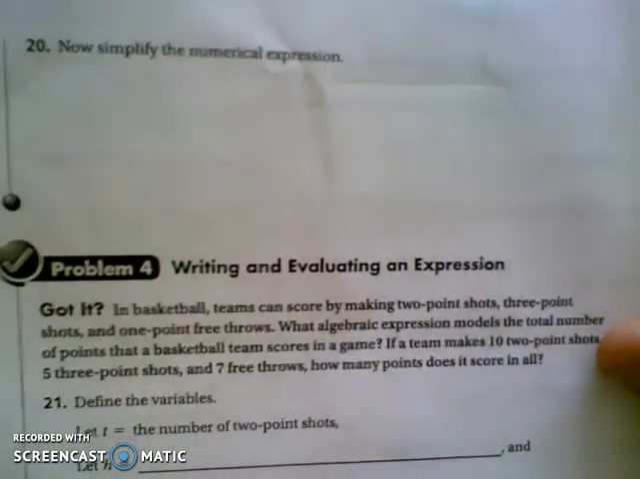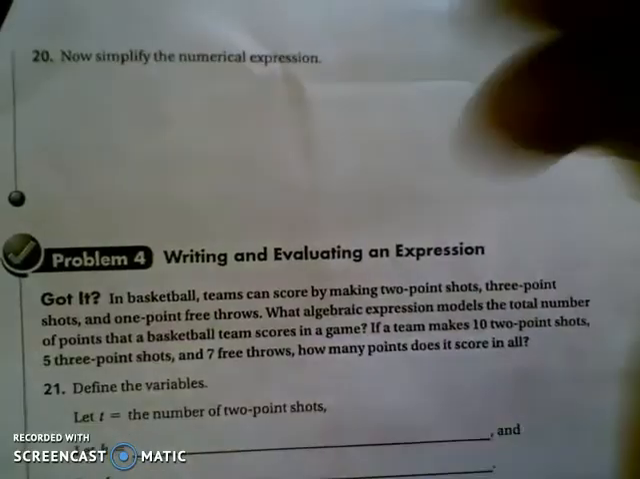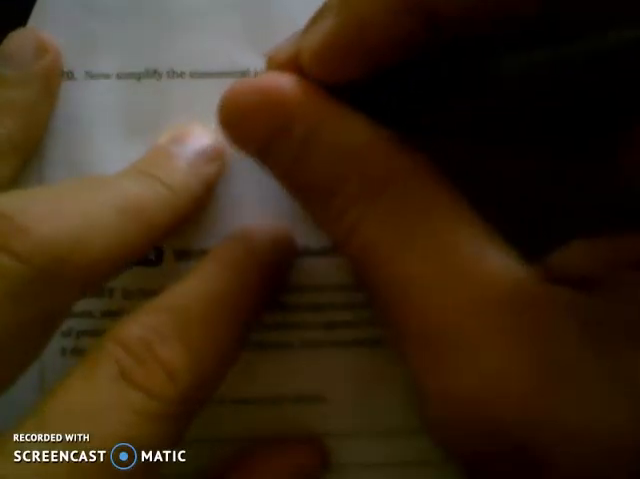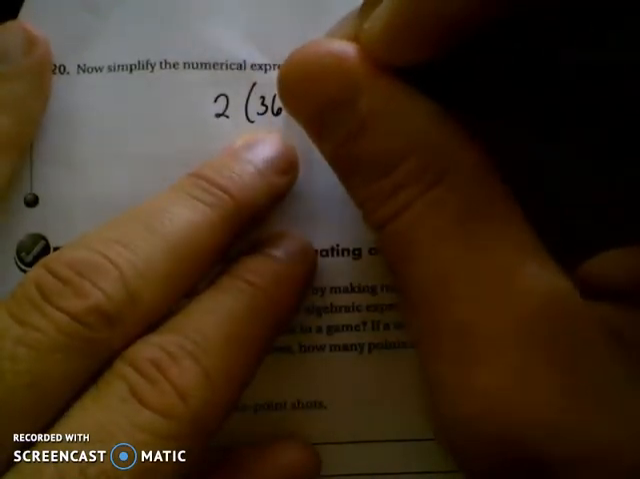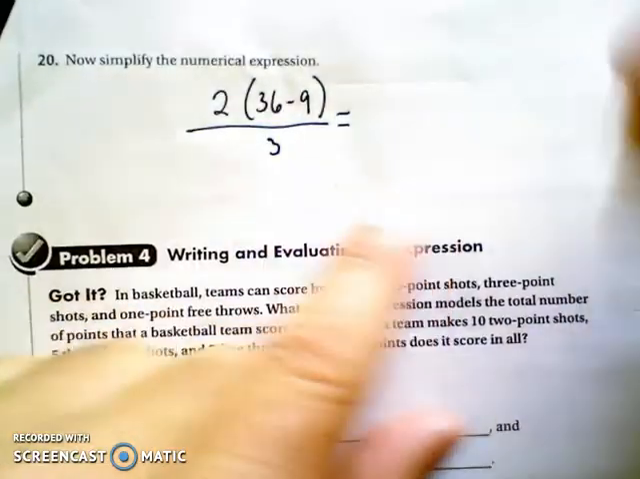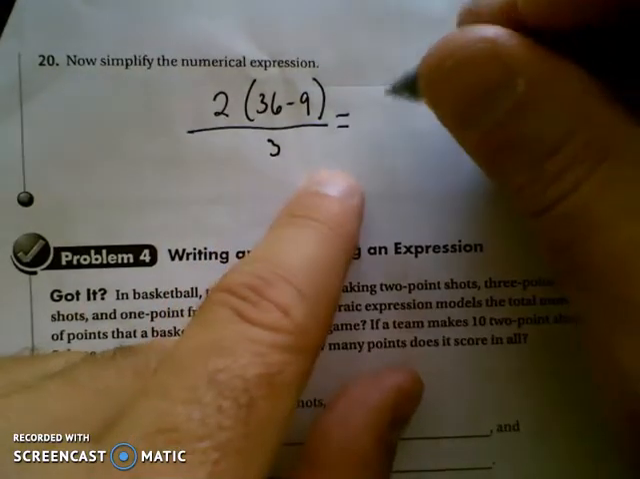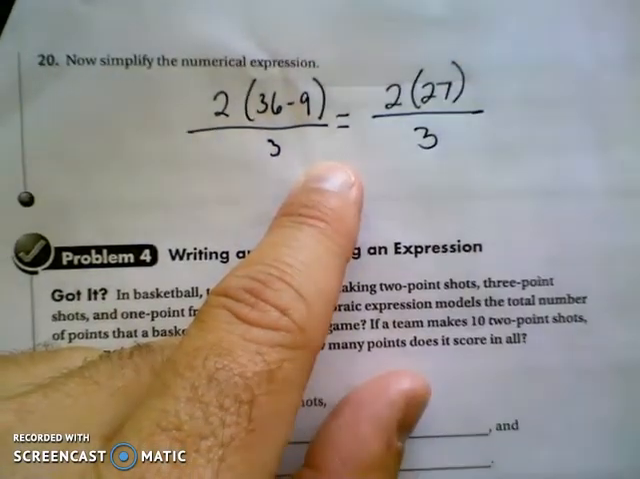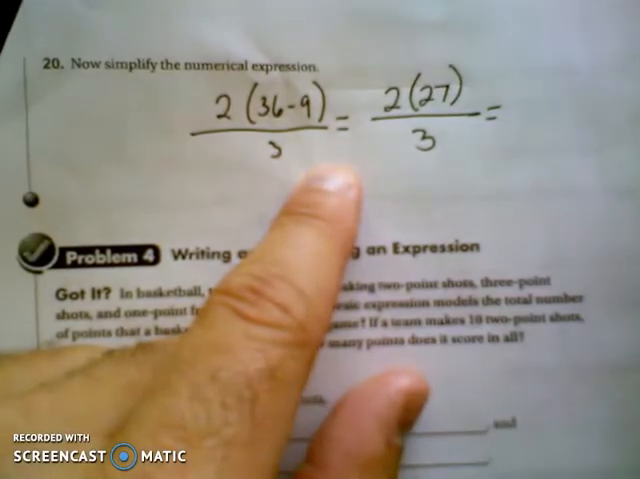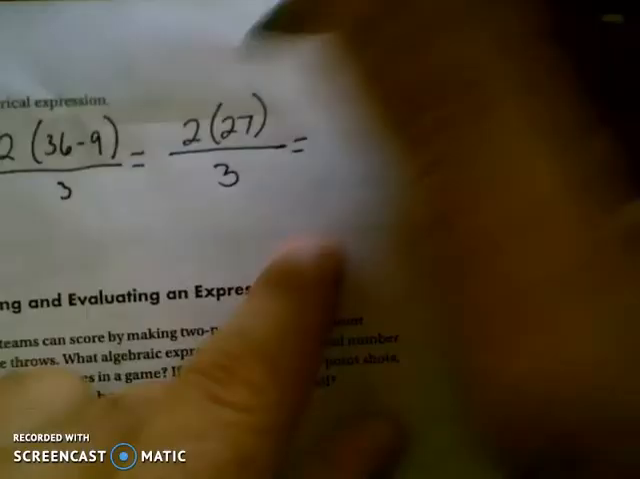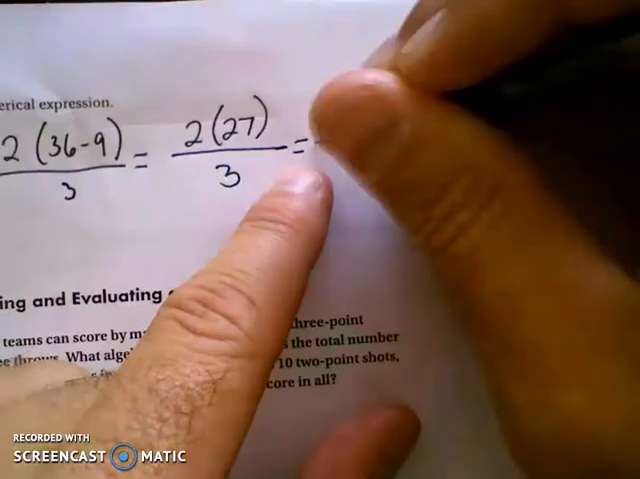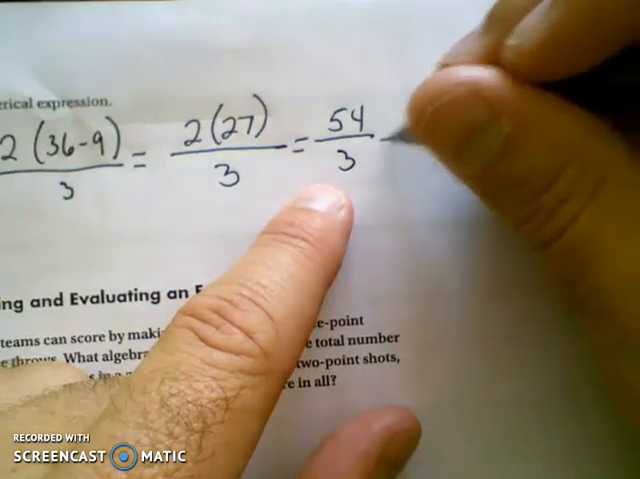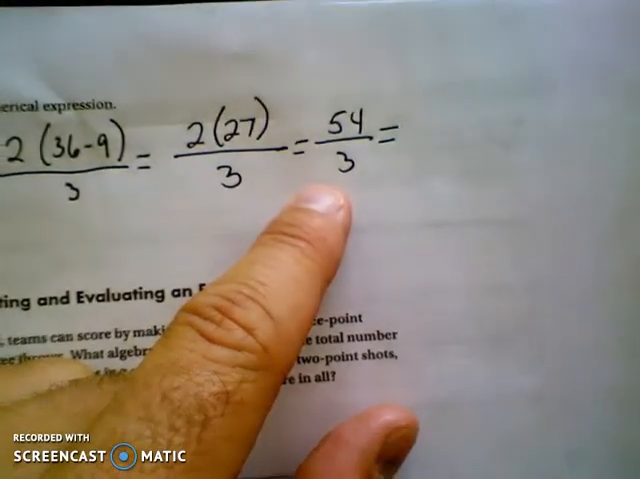Number 20. Now simplify the numerical expression. So you're going to rewrite it to 2 times (36 minus 9) all over 3 equals what? Well, 36 minus 9 is 27. So 2 times 27 divided by 3, which equals 2 times 27 is 54, divided by 3 equals what?